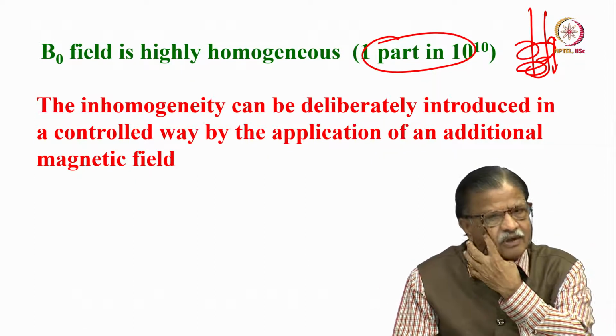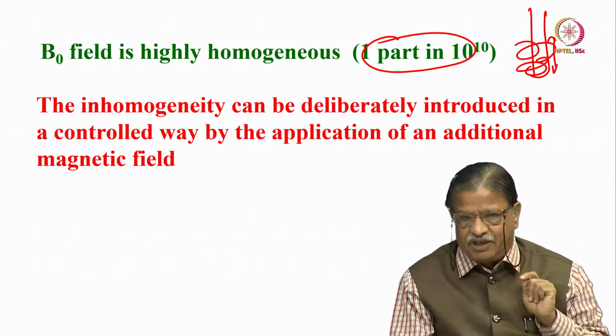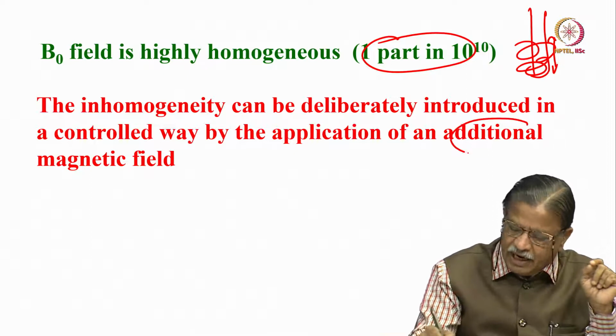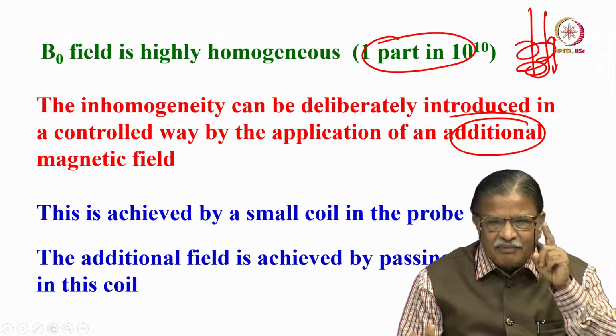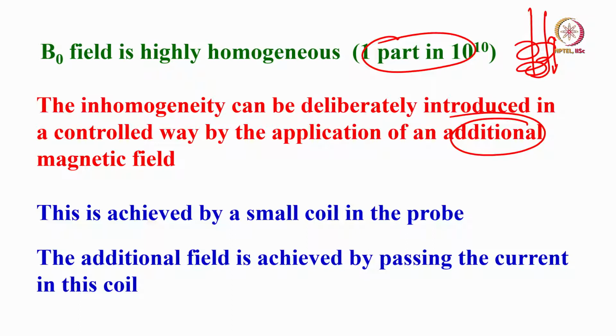But right now I want to tell you that, in addition to that, we can deliberately introduce inhomogeneity in the magnetic field in a controlled way. How do we do it? By putting in an additional magnetic field. This additional magnetic field is generated by a small coil kept in the probe, which is called a gradient coil. You generate this additional field by passing current into this coil. When you pass the current, it generates a magnetic field. And how do you control this magnetic field? I am going to tell you.